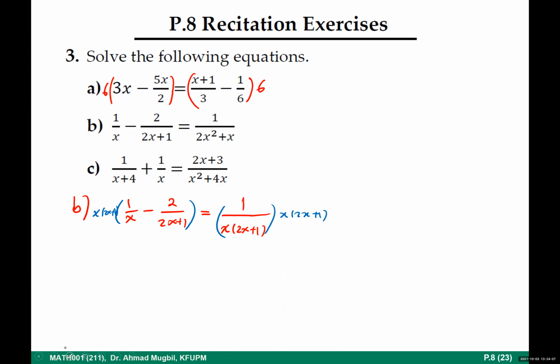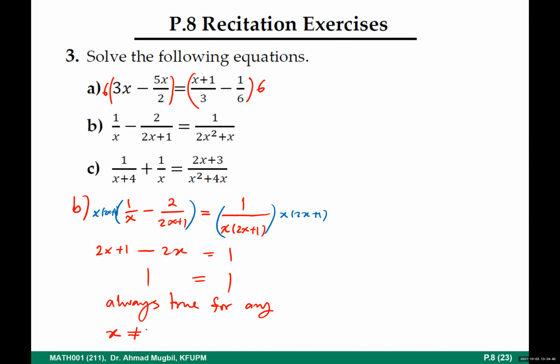Now this will give us what? 2x plus 1 minus 2x equals 1. Is that right? Now 2x minus 2x is 0. 0 plus 1 is 1. 1 equals 1. What is that? What is the variable? We are looking for x. In fact, this means that this is always true for any x, is that right?